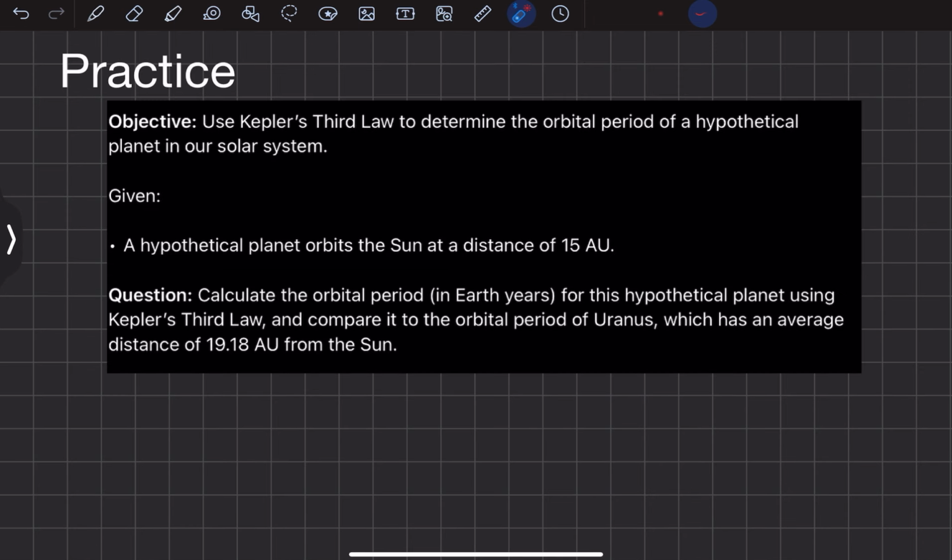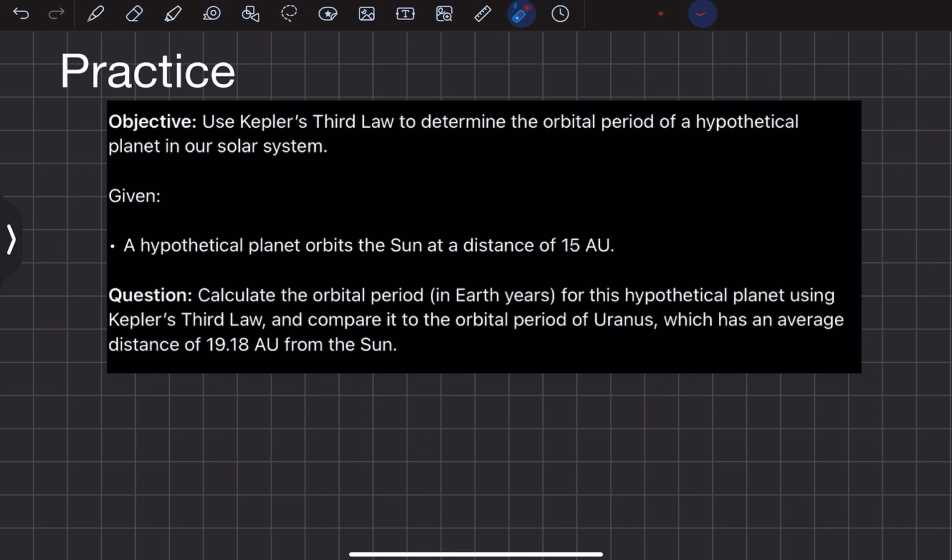So now I give it to you to practice. Here's a problem. Use Kepler's third law to determine the orbital period of a hypothetical planet in our solar system. So we're making up a planet. This planet does not exist. We're going to say that the hypothetical planet orbits the sun at a distance of 15 astronomical units. That is 15 times further away from the sun than the Earth is. Your task is going to be to calculate the orbital period in Earth years for this hypothetical planet using Kepler's third law, and compare it to the orbit of Uranus, which has an average distance of 19.18 astronomical units from the sun.